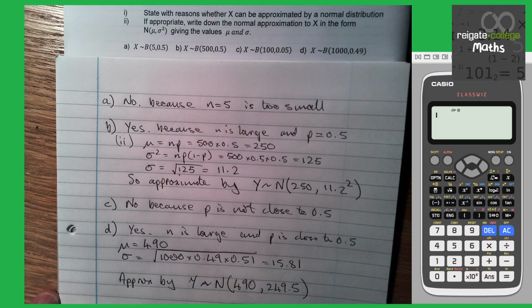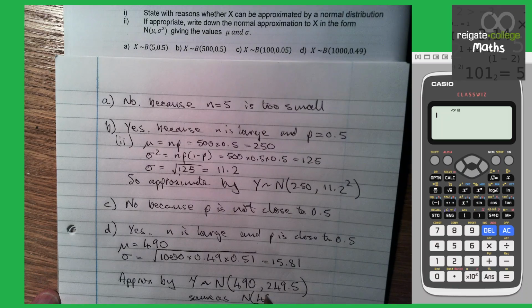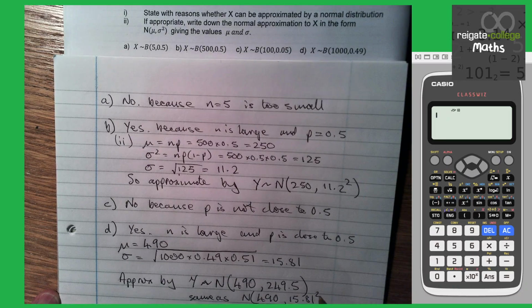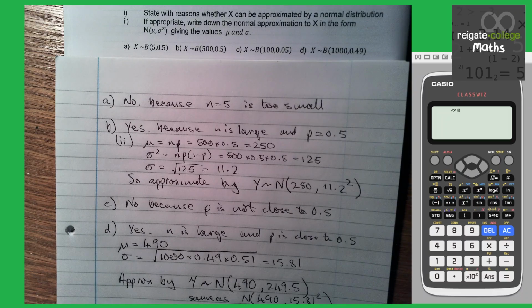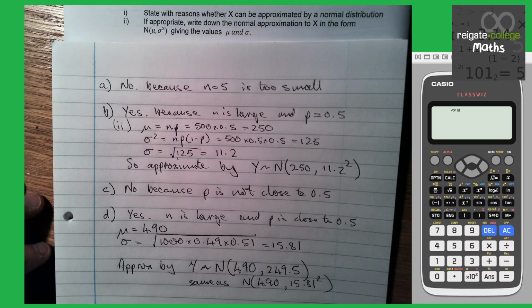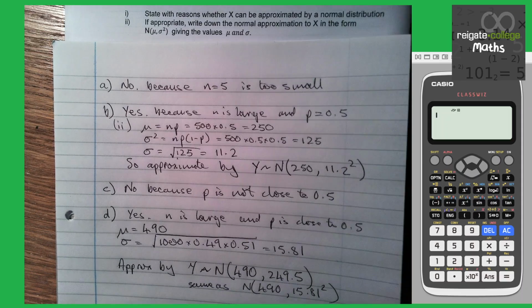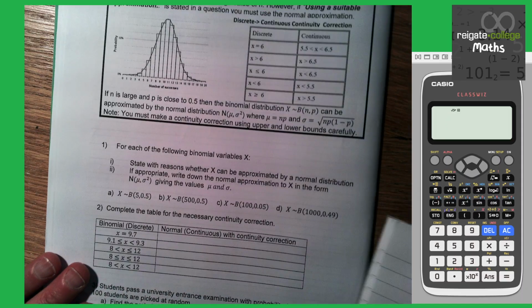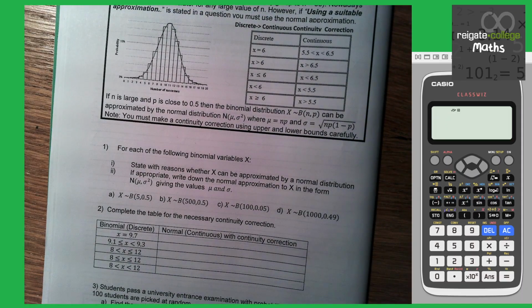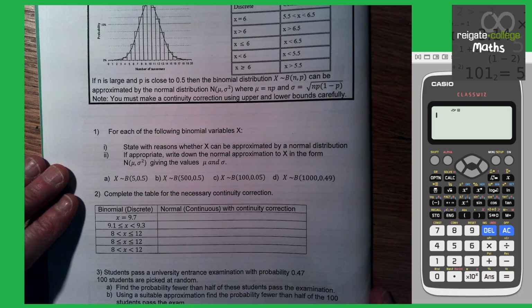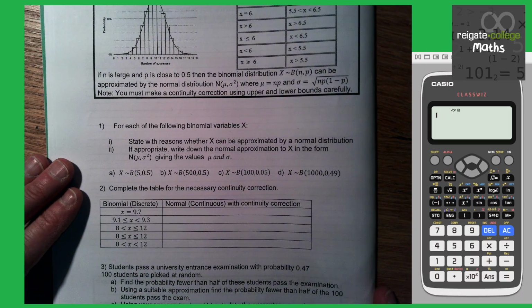Let's write this down. Same as N(490, 15.81 squared). We could write that in either way there. Okay, let's go and look at question 2. Question 2 I'm actually going to write on the workbook here. So this is all about the continuity correction.